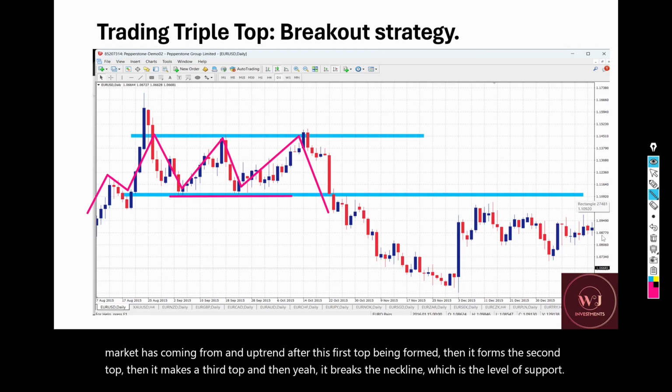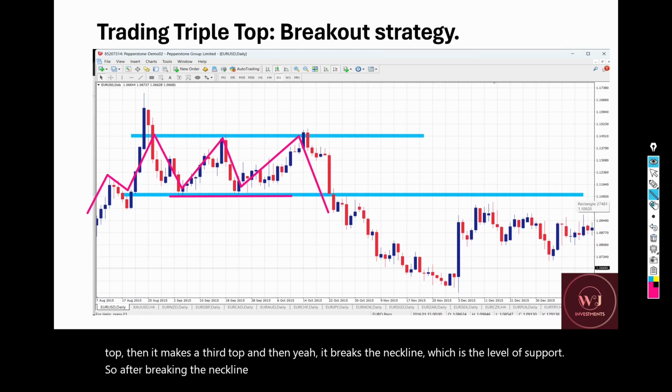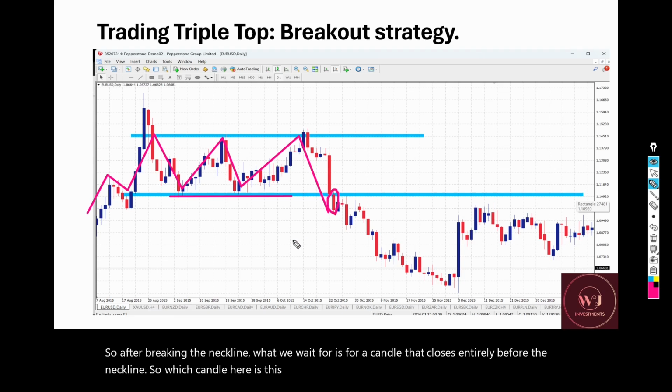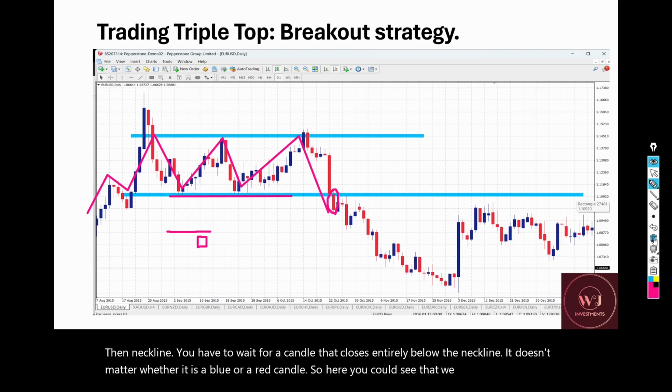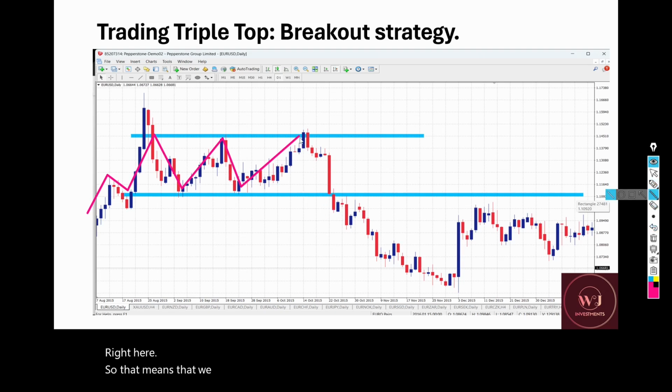So after breaking the neckline, what we wait for is a candle that closes entirely below the neckline. So which candle here is this red candle? Okay. So when you see the neckline, you have to wait for a candle that closes entirely below the neckline. It doesn't matter whether it is a blue or a red candle. So here you could see that we have a red candle right here. So that means that we are going to take a short trade on the breakout.